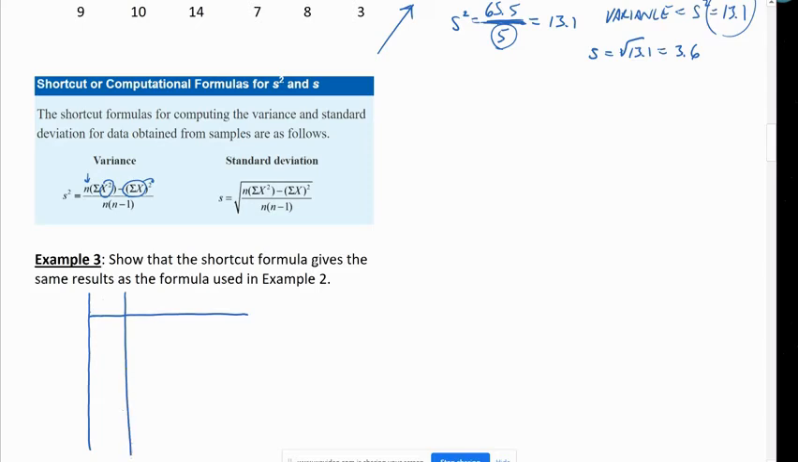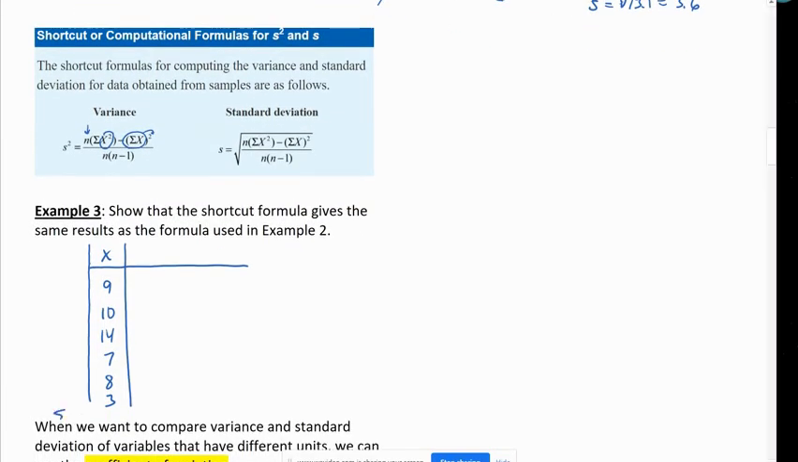I have my x values are 9, 10, 14, 7, 8, and 3. And so my sum of x values is equal to 51. Then if I do x squared, that's 81, 100, 196, 49, 64, and 9. So I just squared all those x values. Now if I add those up, I get 499. And that's all I need to calculate the variance.